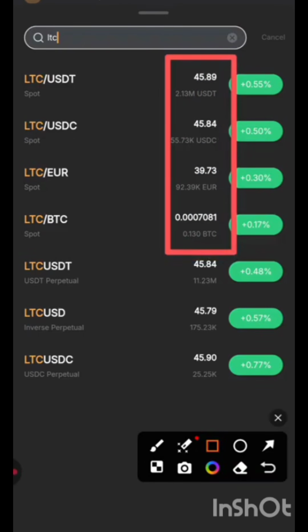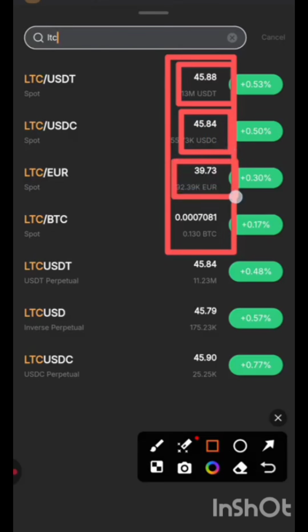So your obligation as an arbitrage trader is to look for where you can buy low and sell high, and that's how you pretty much capitalize on it. And as you can see closely, the prices are definitely not the same. We have 48.88 here, we have 45.88, we have 45.84, we have 39.73.